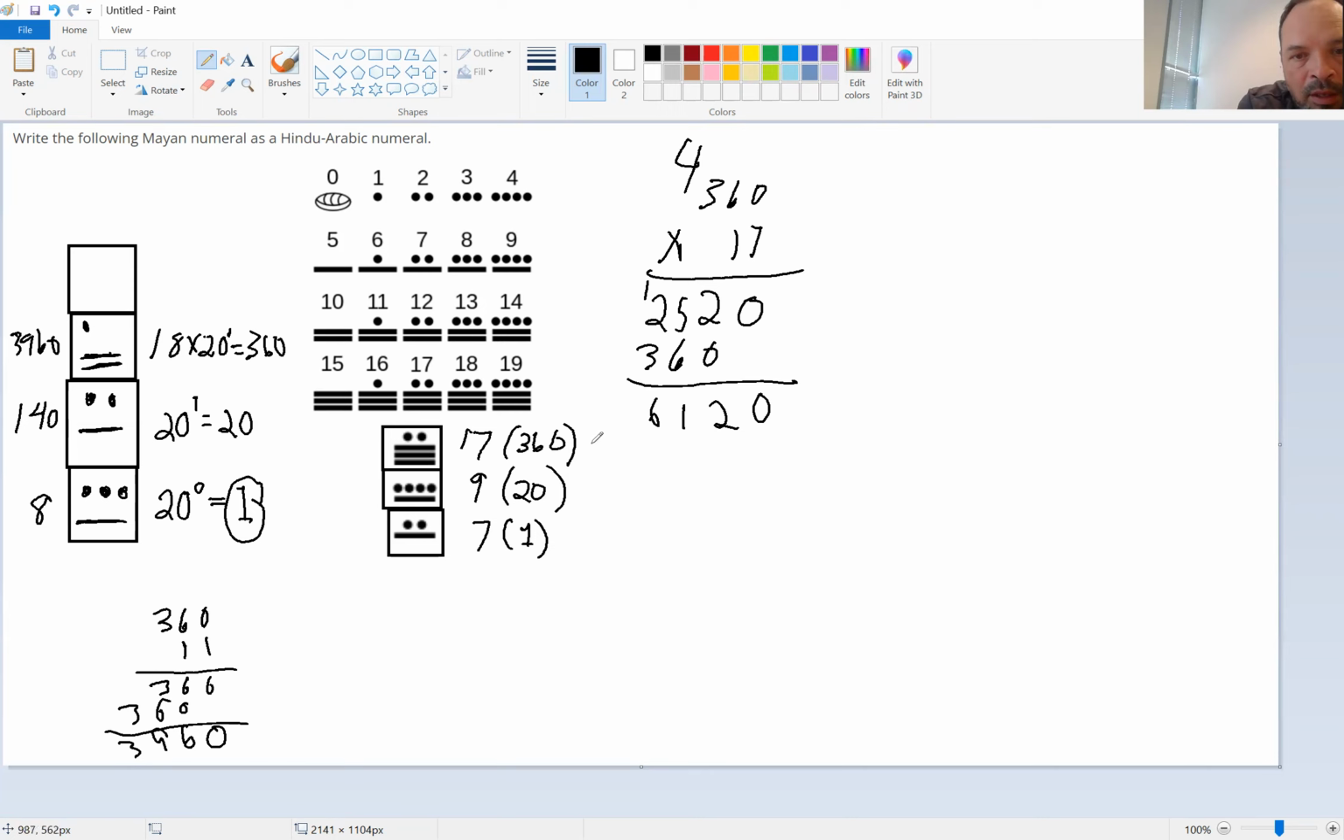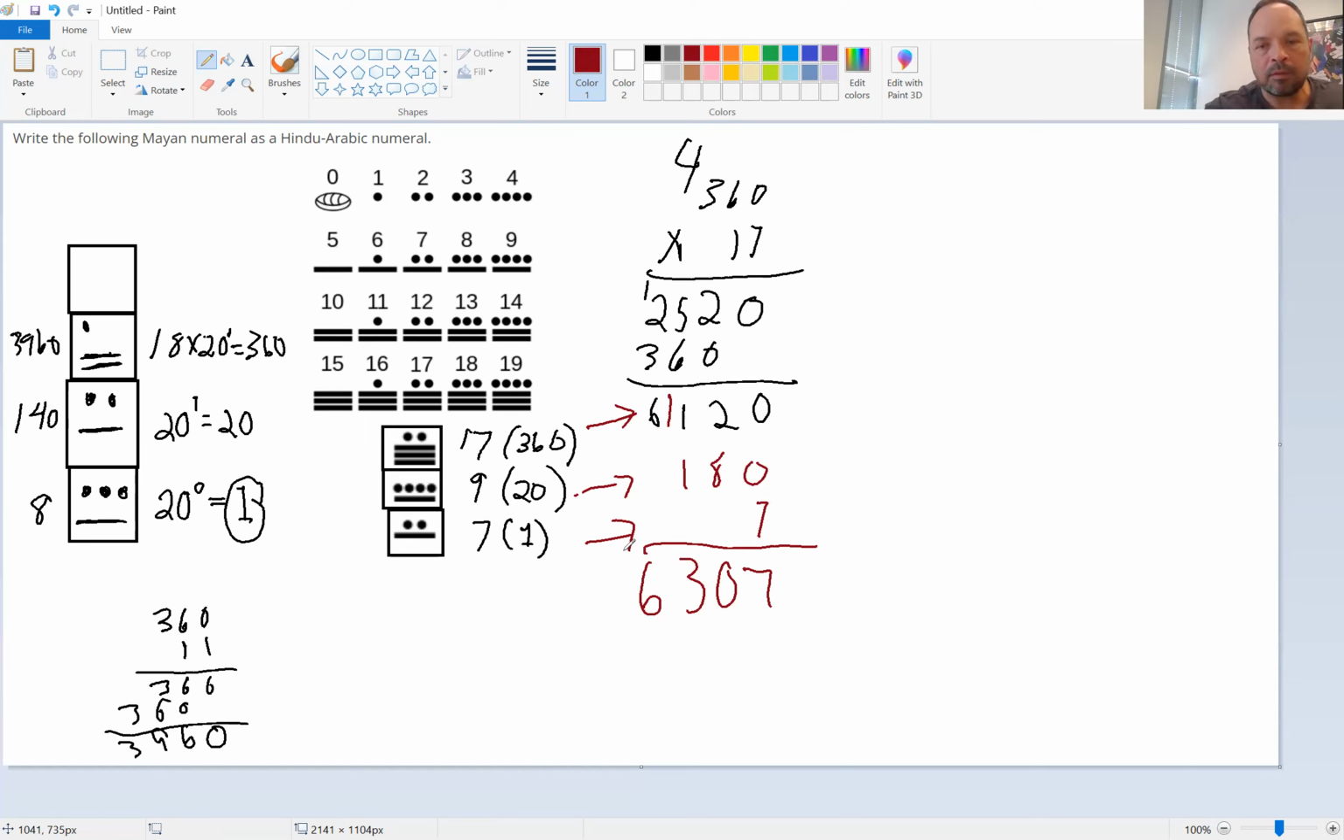And then, so that's this guy. That one we can do in our heads, right? That's 180. And this one as well, this is just 7. So adding down, I get 6,307. And that's how you do this problem.